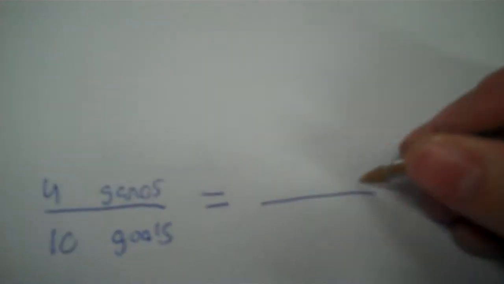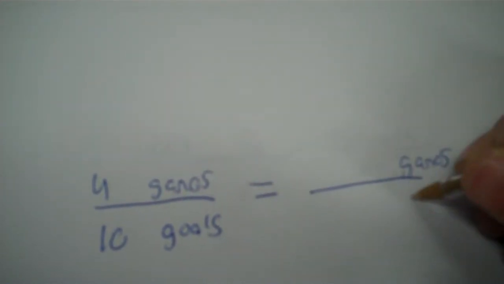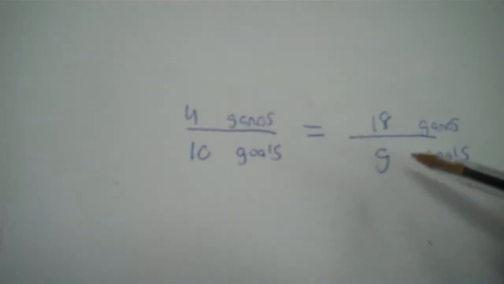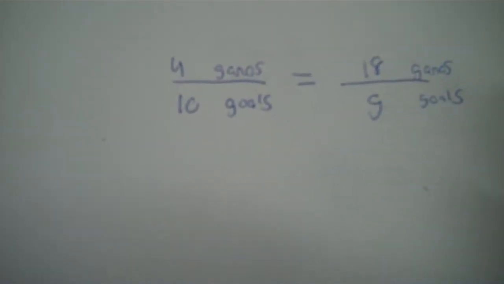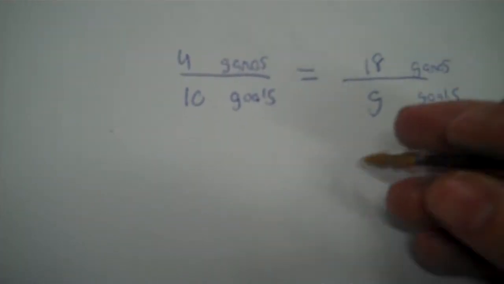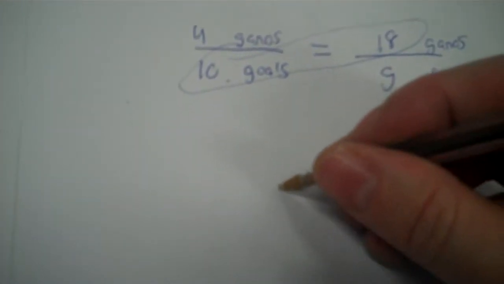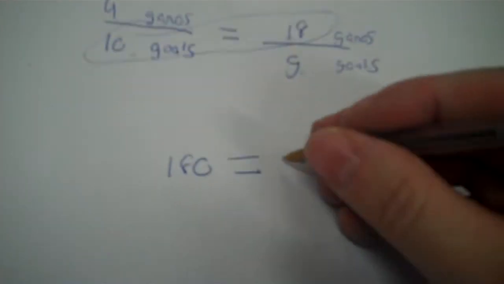Then just keep the units in the same order, though. Games, goals, games, goals. So we have 18 games, but I don't know how many goals, so I'll put a G. You can also put an X if you like X better than G. That's fine. Okay, so I know these numbers. 10 times 18 is 180. Remember, you're multiplying. And then you don't know G, so 4 times G is 4G.